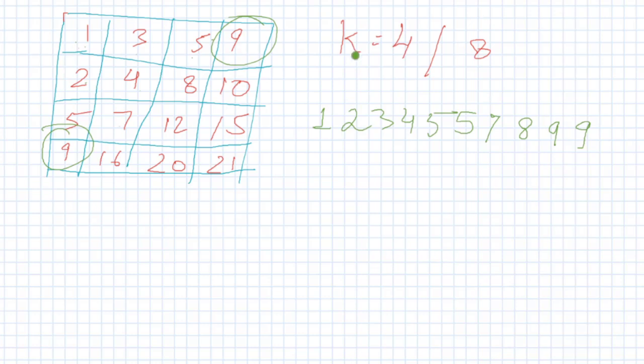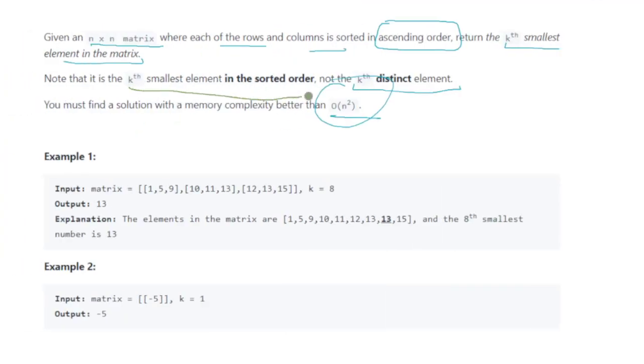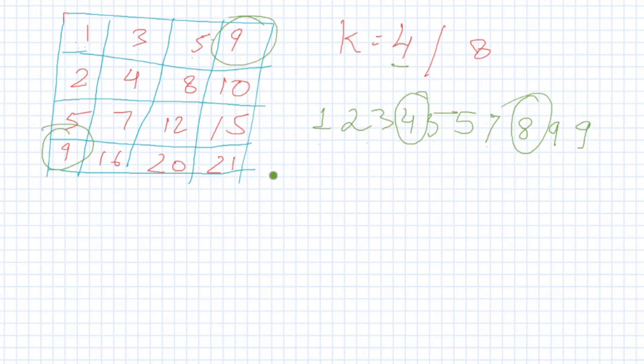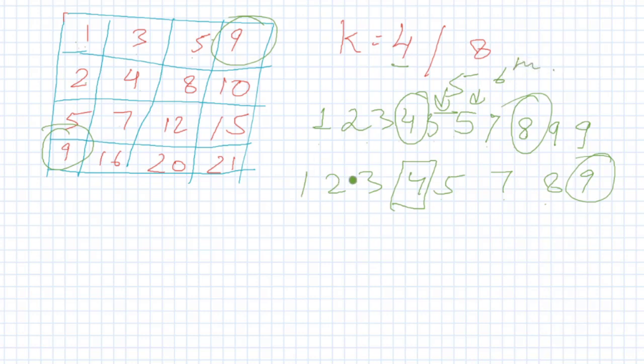Now if k was 4, 1, 2, 3, 4, so 4 was our answer. But if k was 8, 5, 6, 7, 8, this was the answer. Now why was there a line that stated that it should be the kth smallest element in sorted order, not the kth distinct? If we take the kth distinct, in that case this would be the answer. So for the fourth one this would be correct, but for the eighth one, 5, 6, 7, 8, 9 should be the answer. So that means even if there is repetition, the count won't change. So this should be fifth and this should be sixth in that case. Okay. So this is the thing they meant to say.